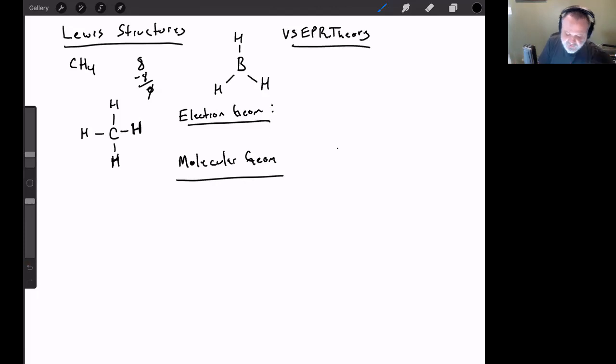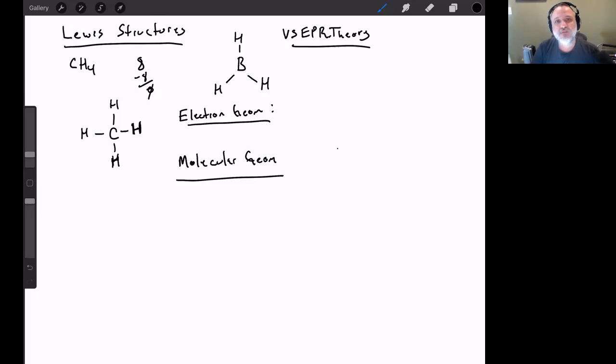And so the basic idea behind VSEPR is that electrons don't want to be next to each other, so they push themselves as far away as possible. And we'll use BH3 as an example to talk about that as well. But right now, back to CH4, we want to figure out what the electron geometry is.